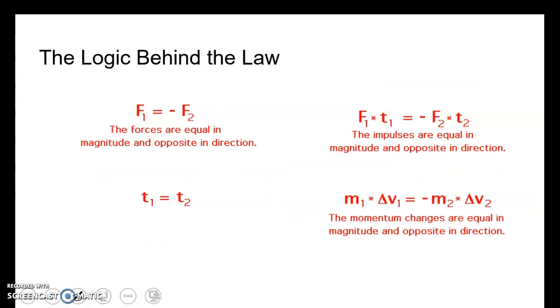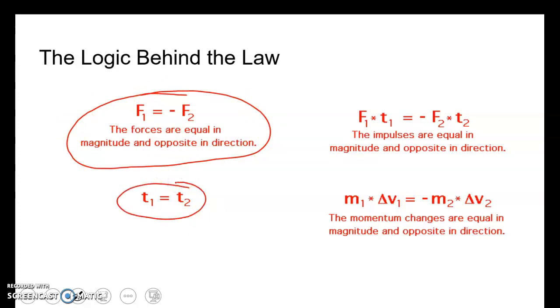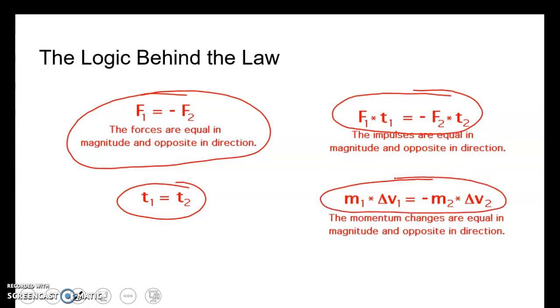So here's the logic behind this law. First off, third law, the forces are equal and opposite in direction. They are in contact for the exact same time. Now, we know impulse is force times time. So the impulses are equal in magnitude and opposite in direction. If that's true, then the change in momentum on each side has to be equal and opposite in direction, because impulse equals change in momentum. So we start with the third law, we throw time into the equation, time of contact, and all of a sudden we've got impulse and change in momentum. So we have proven the law of conservation of momentum from what we talked about in the previous video.